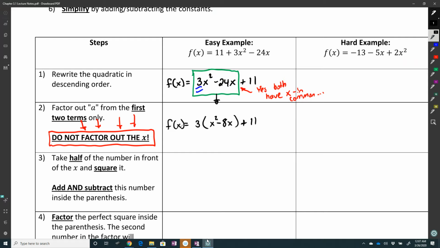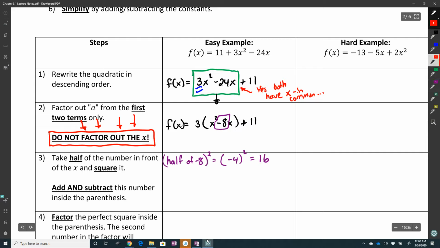Anyway, so we don't factor out the x. So now here comes the completing the square part. Whenever you do that, you're going to have a number in front of x. In this case, it's 8. And actually, I need to expand on that. It's not just the 8, it's the negative 8. And so we're going to take half of that number. So half of negative 8, and we're going to square it. Half of negative 8 is negative 4. And when I square it, I get 16.